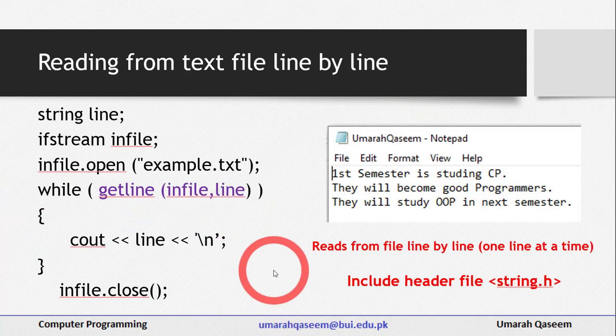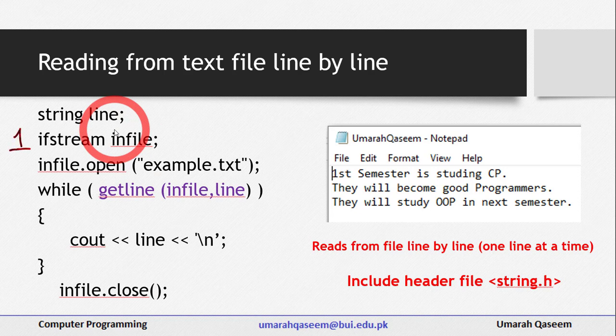Now let's see how you read a text file line by line. For that, the first step to read any file is to create the file object or file variable. To read a file, we always use this type, ifstream. So I have made a variable of type ifstream, and the name of the variable is infile. This is the first step. Always remember, this is the first step of reading a file.